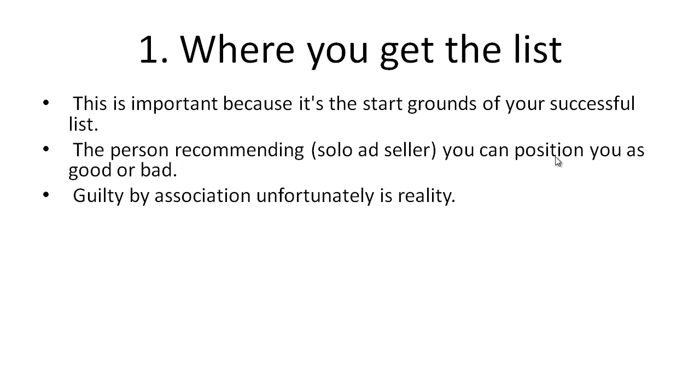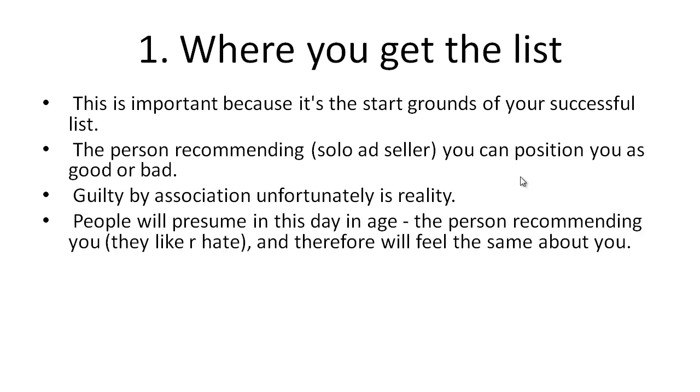So you want to be congruent in all that you promise. So from A, B, C, D, all the way to Z, it's got to be consistently a similar topic. So guilty by association, just keep that in mind. So you want to make sure that you do your research, do the best due diligence that you can, and then, of course, implement the plan of attack. Because people will presume in this day and age that the person recommending you, they'll either like them or they're going to hate them. And therefore, that feeling will pass on to you.